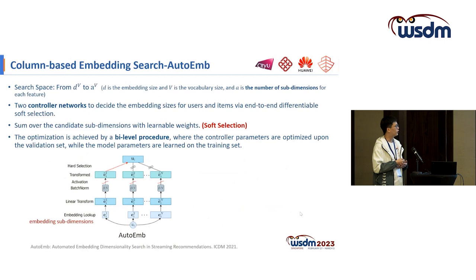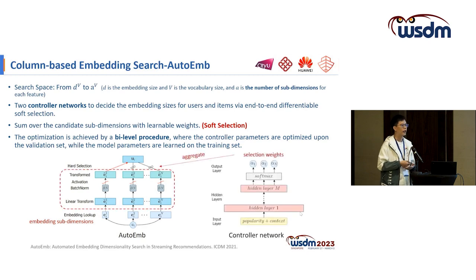AutoEmb is published in ICDM 2021. It involves two controller networks to decide the embedding dimension for the users and items, and it performs the soft selection strategy by summing over the candidate sub-dimensions with the learnable weights. It first defines several embedding dimensions and then leverages the embedding lookup operations to attain different embeddings with different dimensions. Then a linear transformation layer is used to convert the diverse embedding dimensions into the same dimension. And a batch normalization layer with a tanh activation function is used to achieve a comparable result and to unify the scales.